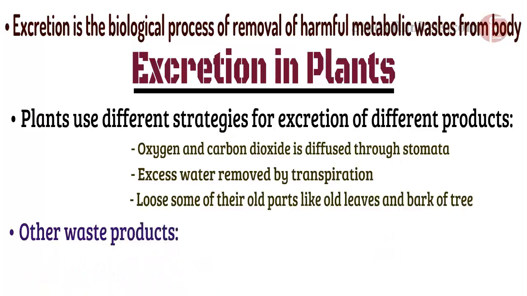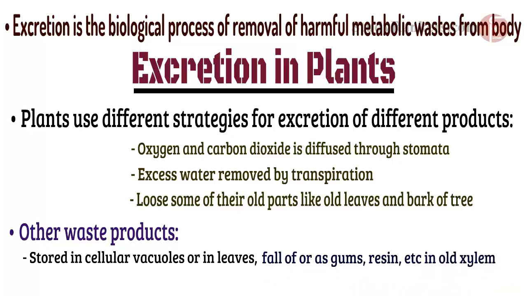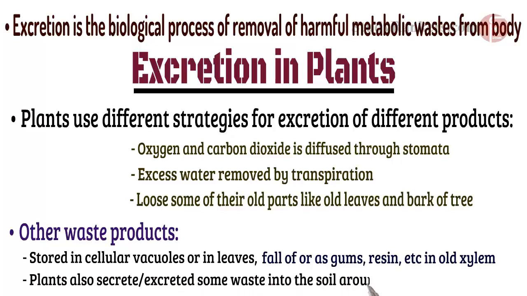Other waste products are stored in cellular vacuoles or in leaves, which fall off, like resins and gums, especially in old xylem cells. Plants also secrete or excrete some waste substances into the soil around them.